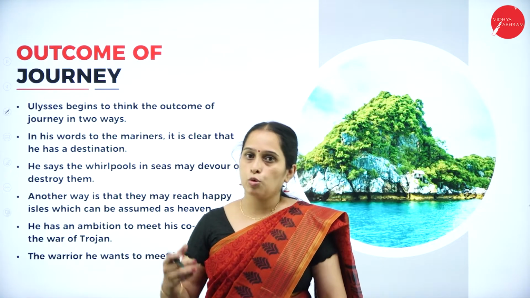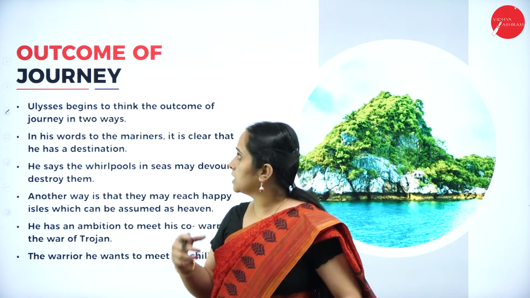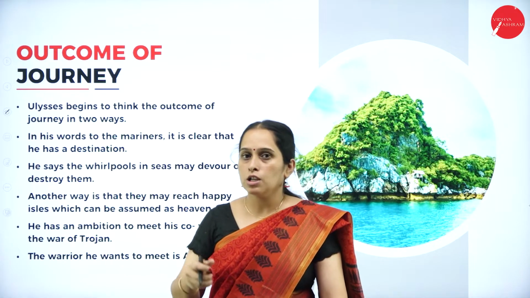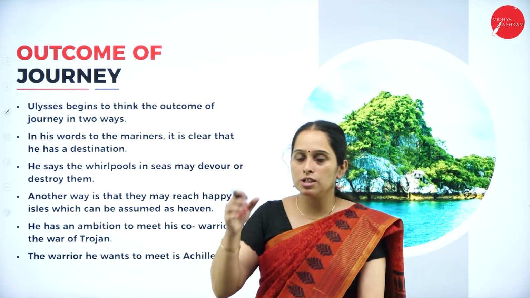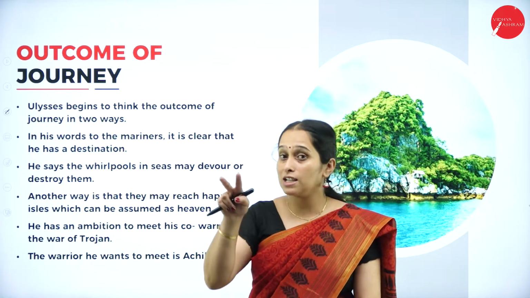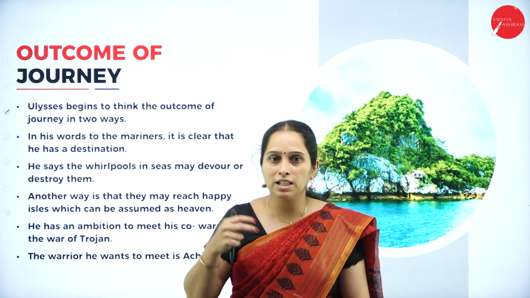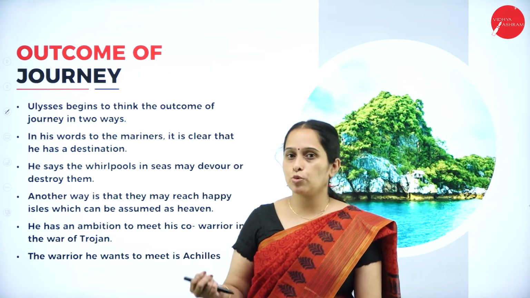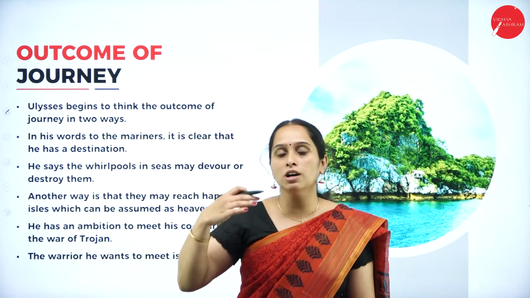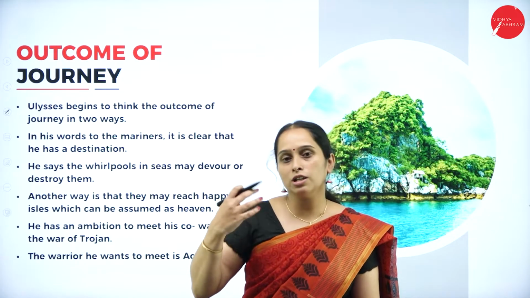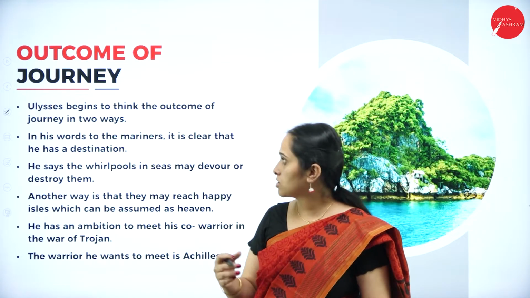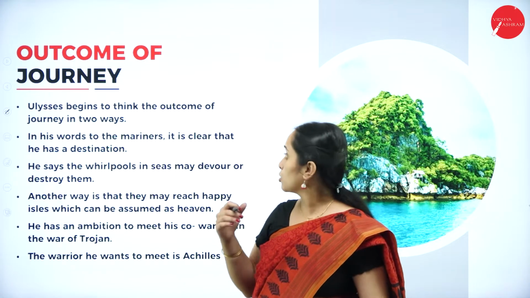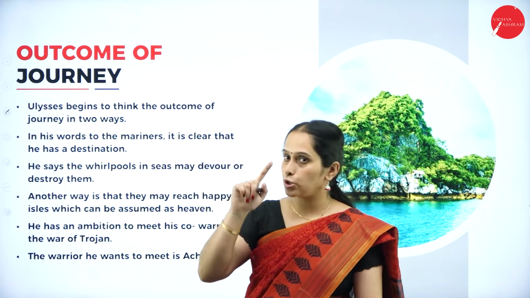Now let's see what is the outcome of the journey according to him. According to Ulysses, there are two outcomes. One is destruction, it may be their destruction, and the next one is that they may reach a new destination, a very good destination. Ulysses begins to think about the outcome of the journey in two ways.